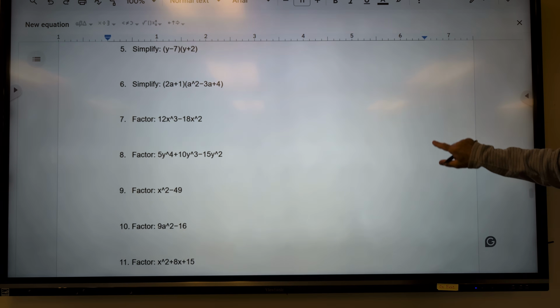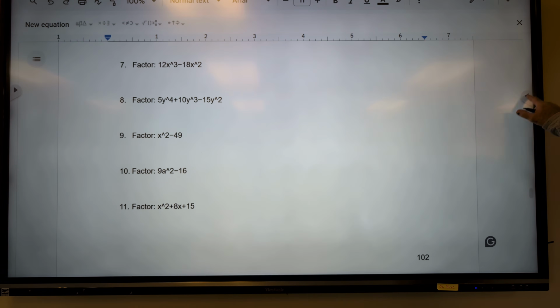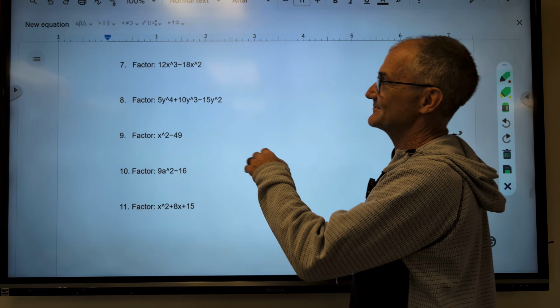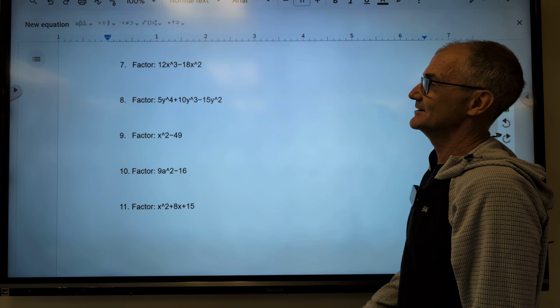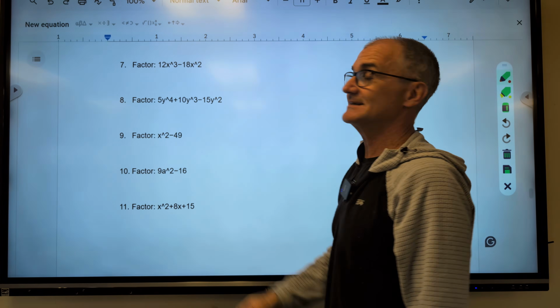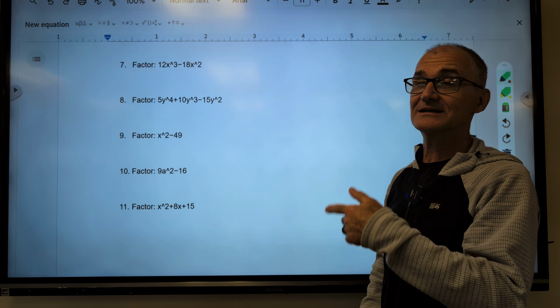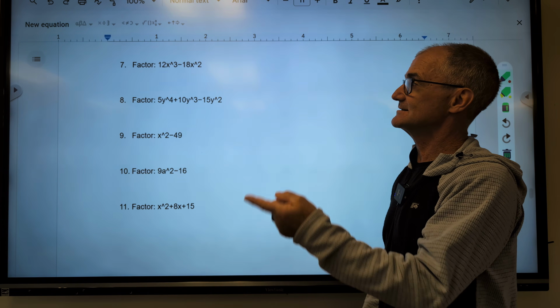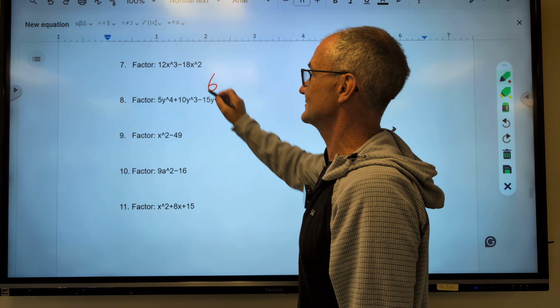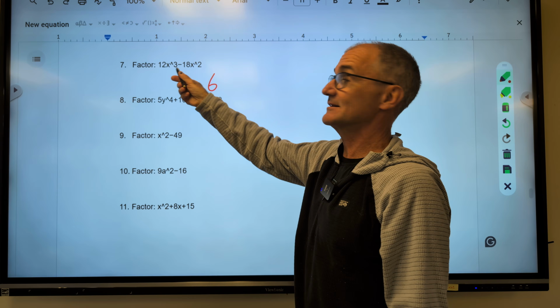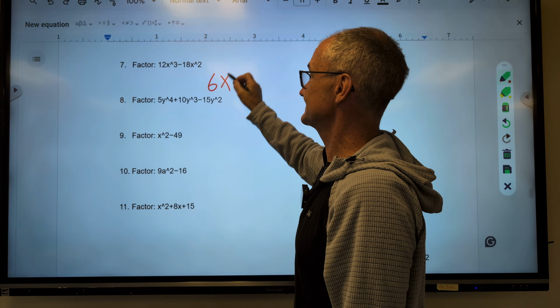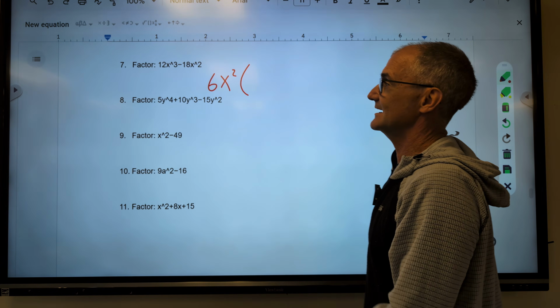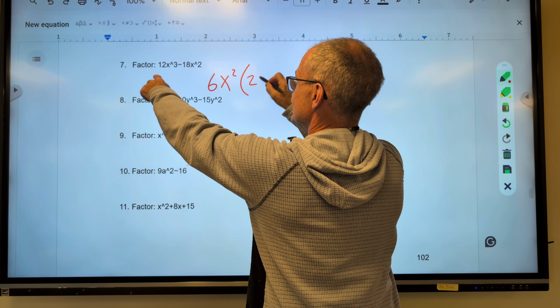All right, number 7. Hopefully you're holding strong here. Factor. So that means I got to pull out that common term. What is common in 12 and 18? A 4, a 3, a 6. 6 is the largest one, so I'm going to pull a 6 out. What is common in x to the third and x squared? So I'm pulling a 6x squared out, leaving me with a 2x.